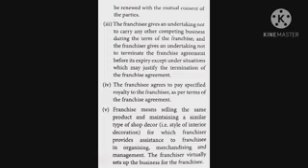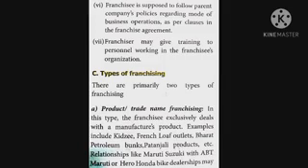Next we are going to see the types of franchising. Here we have two types of franchising. The first one is product name franchising or trade name franchising. Here the franchisee deals with the manufacturer's product, for example Patanjali products or Bharat Petroleum products. Product name means he is dealing with the manufactured product.